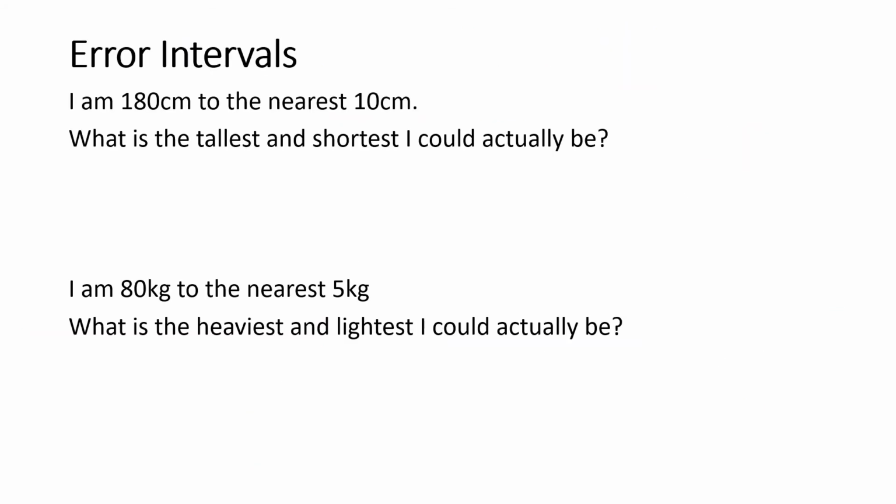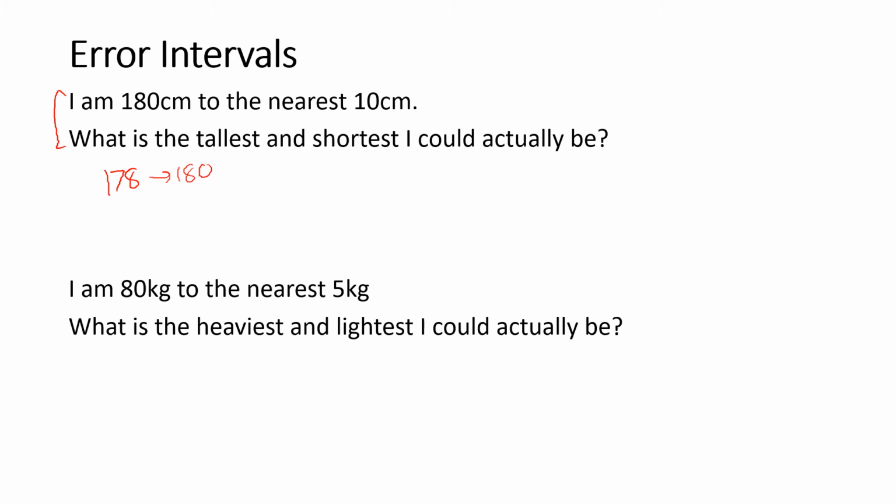So that's kind of things that you've seen before, but we're going to try and introduce a new concept today, which is the idea of bounds and error intervals. And it basically is the opposite of rounding. So here we've got an example of a sort of question we could get asked here. I am 180 centimeters to the nearest 10. What's the tallest and shortest you could actually be? So they have rounded the number. They got to 180. So they might have had, say, 178. Rounded that to the nearest 10 and they got to 180.